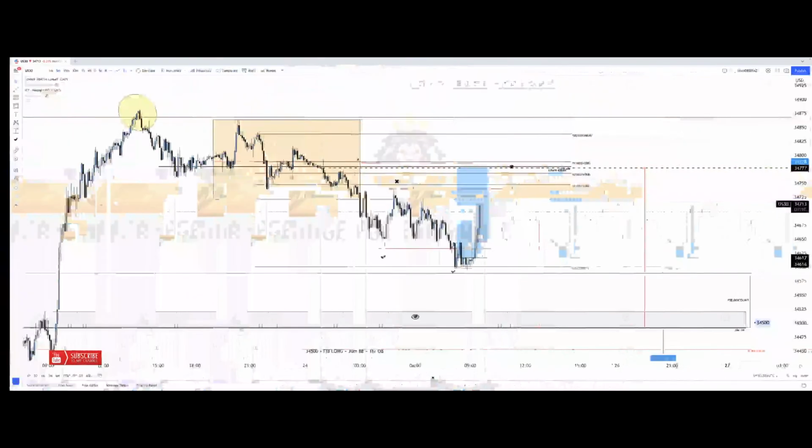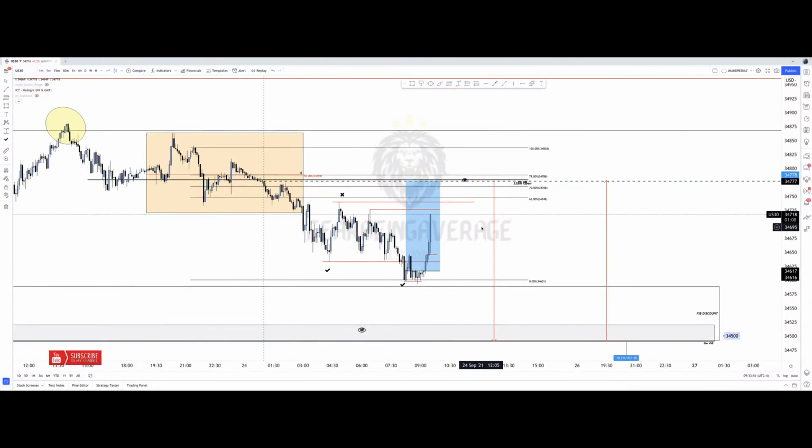Oh, we flying. TP3. TP3 about to get smashed too. TP3 smashed also. Oh my god. We're flying. How much is this TP3 for how many pips? 110. Oh my god, boys. TP3 hit.